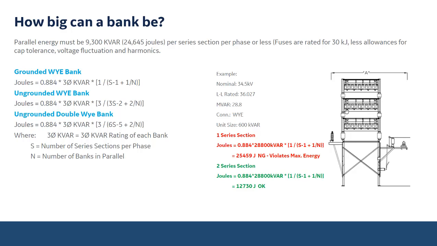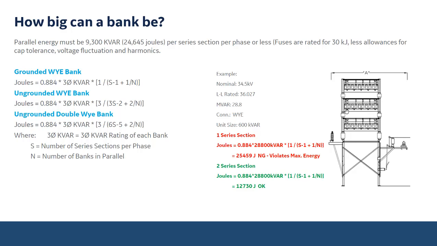So these are the calculations for an ungrounded Y bank, a grounded Y bank, and an ungrounded double Y bank, where we factor in the number of series sections per phase, the number of banks in parallel, and so on. On the right side I show an example of a nominal 34.5 kV bank. The line-to-line rated is 36.027 kV with a 28.8 MVAR requirement, and that connection is an ungrounded Y. The capacitor size is a 600 kVAR capacitor.